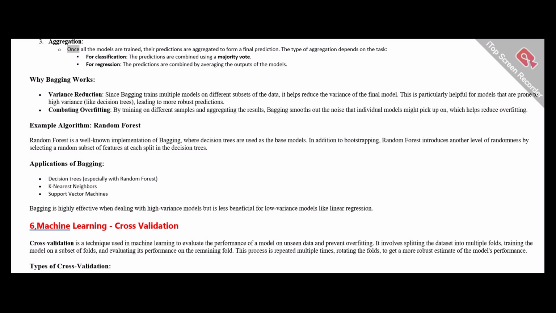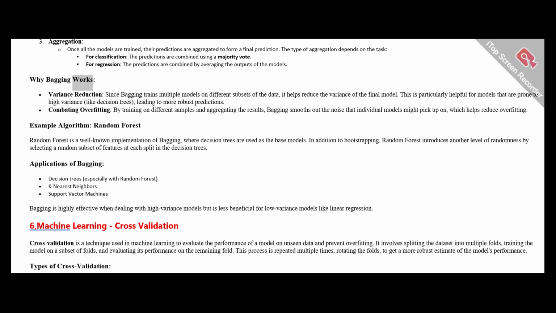Aggregation. Once all the models are trained, their predictions are aggregated to form a final prediction. The type of aggregation depends on the task. For classification, the predictions are combined using a majority vote. For regression, the predictions are combined by averaging the outputs of the models.